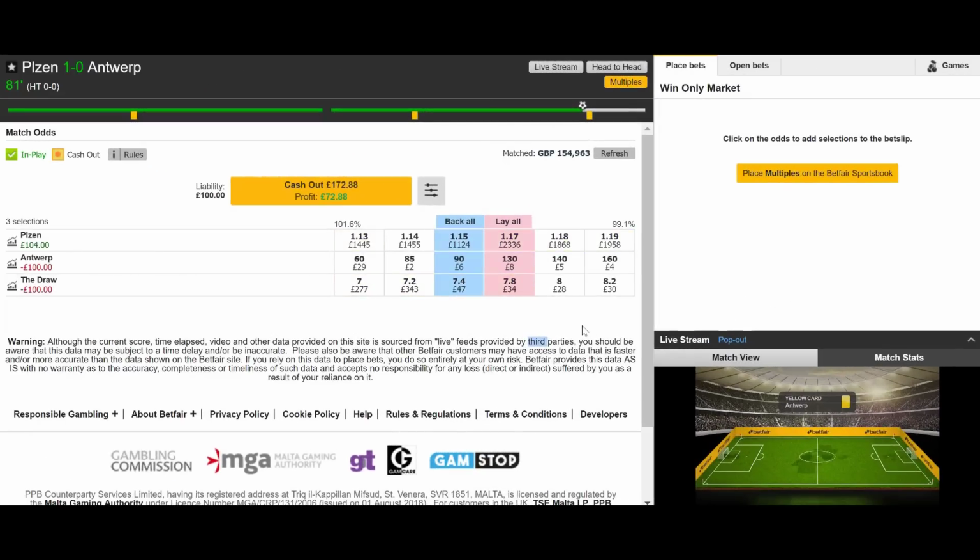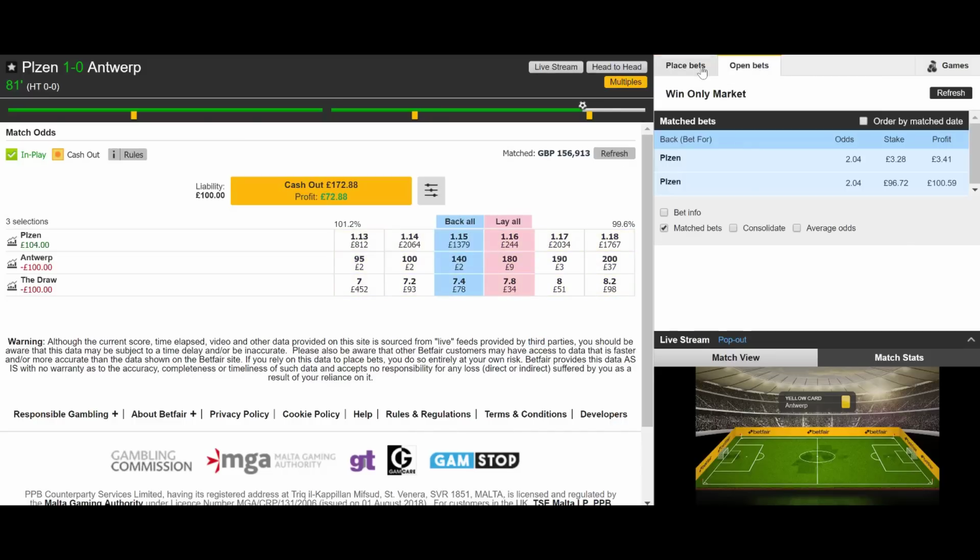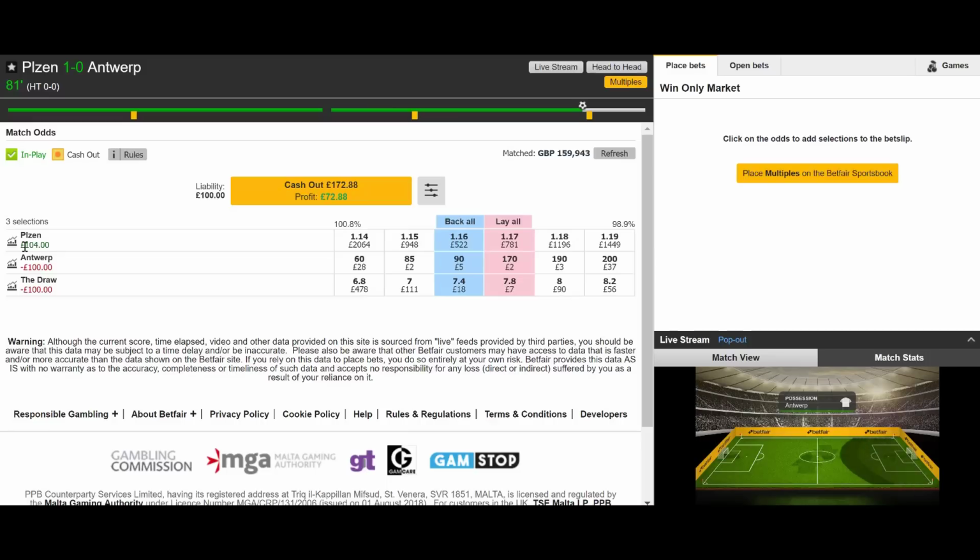So we backed the home team in this one, Victoria Plzen, if that's how you pronounce it. I do apologise to any of the fans of the home team. But we backed them at 2.04 with a £100 stake. It gives us £104 of profit potential. And the cash out is offering us £71. So it's kind of around 71% of that, right?